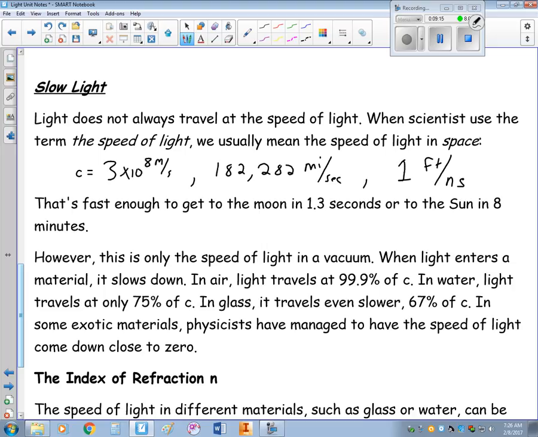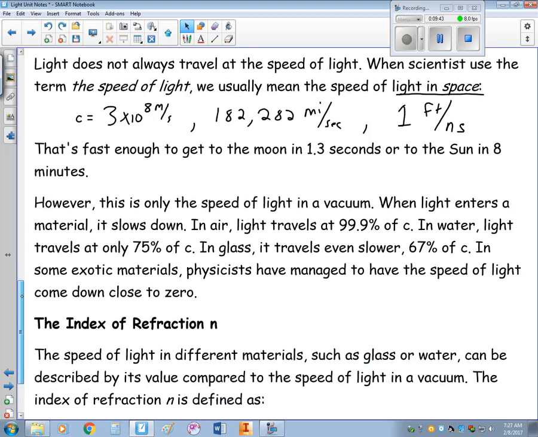When we use the speed of light, these are the numbers we talk about, and usually what we mean is the speed of light in space, where there is nothing for light to interact with. Now, that is a very fast speed. It's fast enough for light to get to the moon in 1.3 seconds, or for the light from the sun to reach us in 8 minutes. So it kind of gives you an idea for how far away the sun actually is.